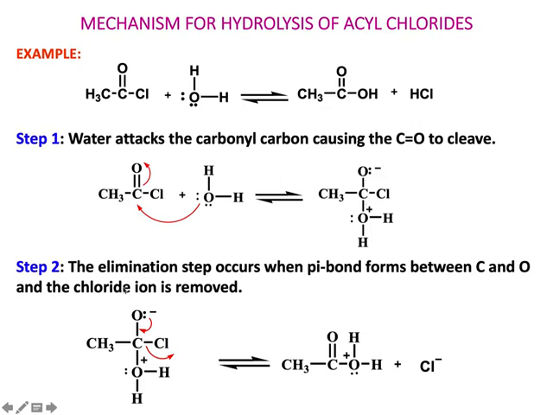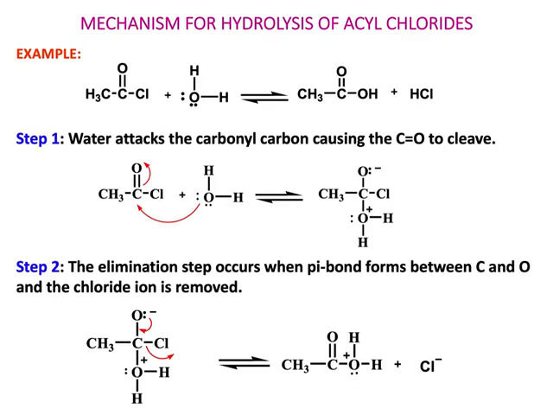Step 2, the elimination step, occurs when the O minus forms a pi bond between C and O, and the chloride ion is removed. So this Cl minus leaves and this becomes the product.